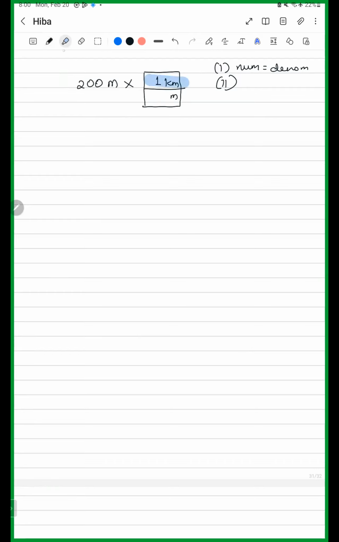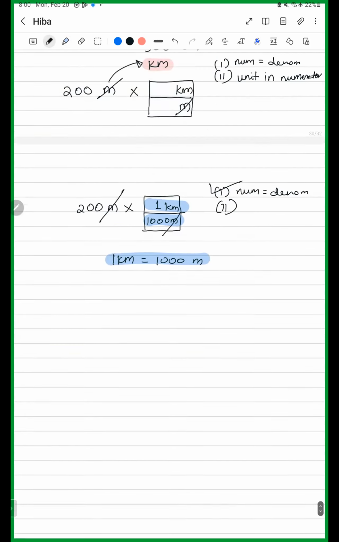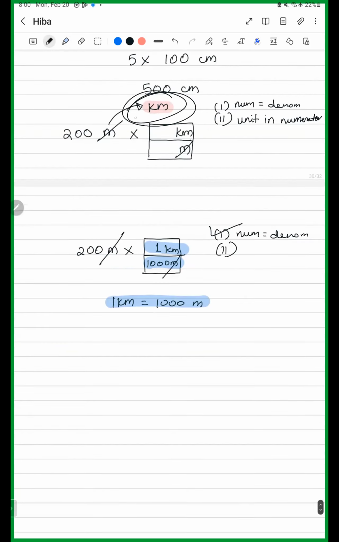1000 meters. Why are we putting this in the denominator? Because number one, they are both equal. 1 kilometer is equal to 1000 meters. That is why we put it in a fraction. And why did we put meter in the denominator and not kilometer? Why? Because in this case your meter and meter will get cancelled, and you will get kilometer in the numerator, which is what you wanted. You wanted to convert this into kilometer, right? Okay, I understand.